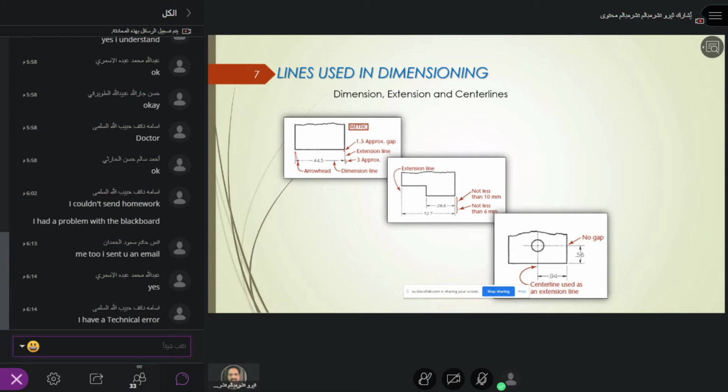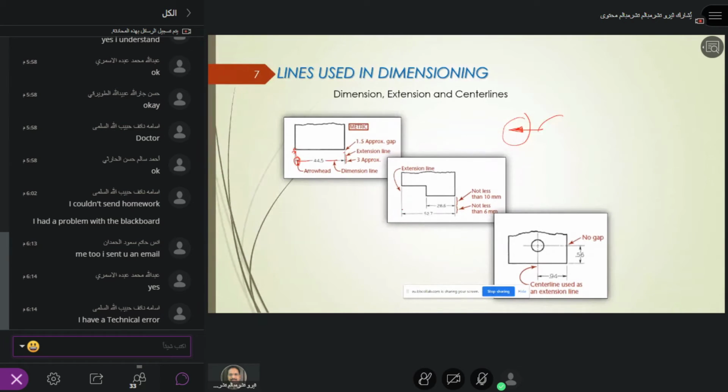There should be a gap between these two, and this is the dimension line and this is the arrowhead. I draw it here. This is the dimension line and this is the arrowhead. Approximately, there's a gap between these two. You must provide a gap of less than 1 millimeter, but there should be a gap. And this is the extension line.